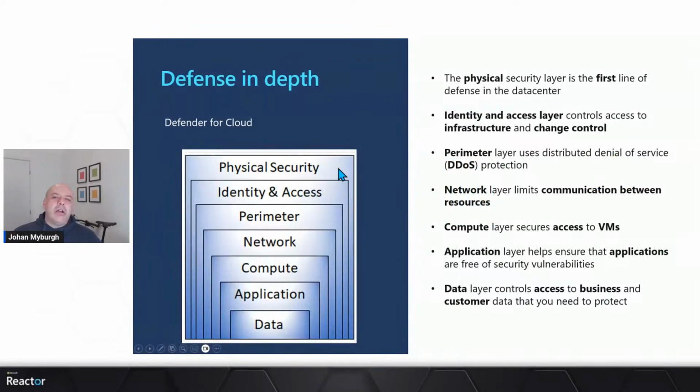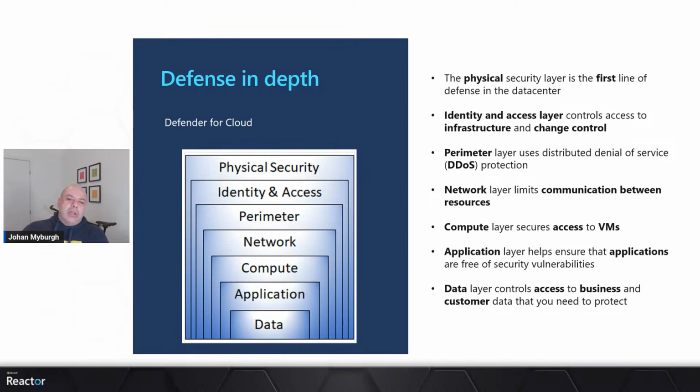Now I've got the slide on defense in depth. I'm probably going to see if I can do a little bit more of a demo, but all we are referring to with defense in depth is the ability for you and the requirement of ensuring that security is thought about in all aspects, right? So think about the OSI layer. You can even think about it like that. Physical security, right? Identity and access, perimeter, network, compute, application and data.